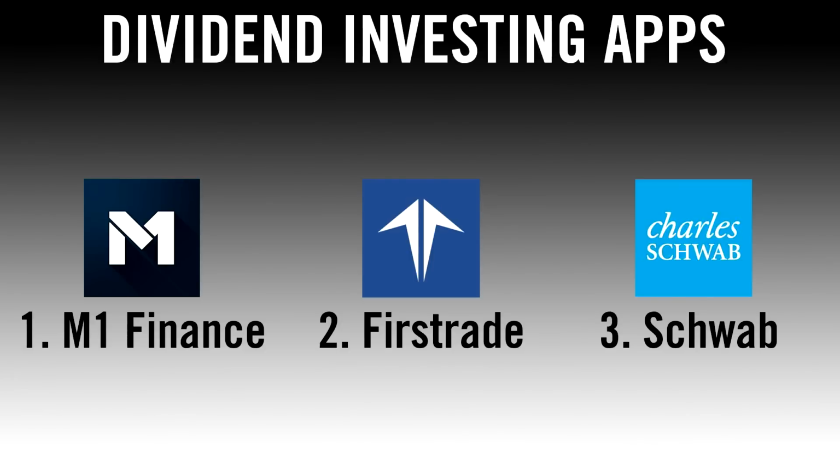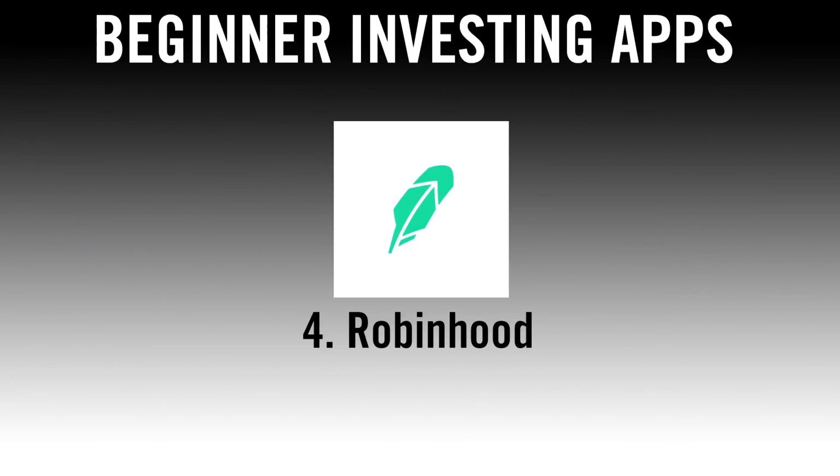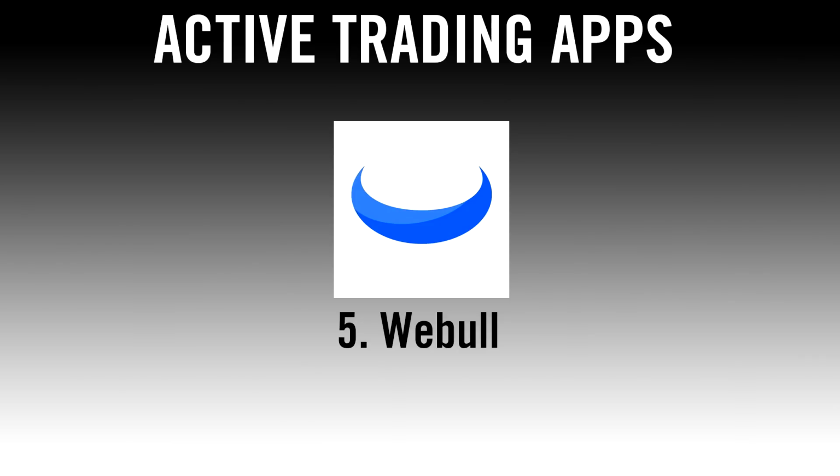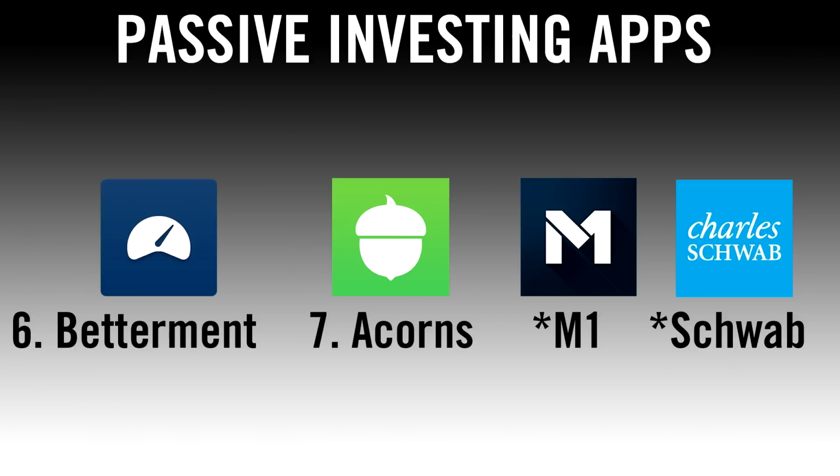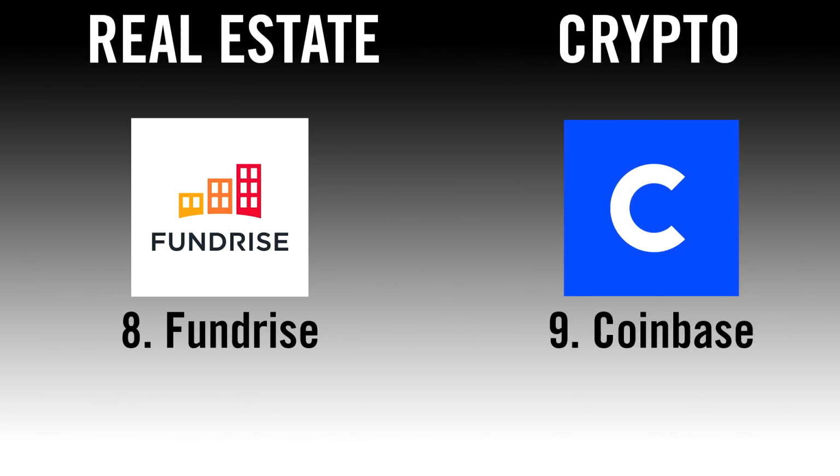The first category is dividend investing apps. The next category is investing apps for beginners. Category number 3 is investing apps for active traders. Category number 4 is passive investing apps. And then we have category number 5, which is real estate investing, and category number 6, which is cryptocurrency investing.